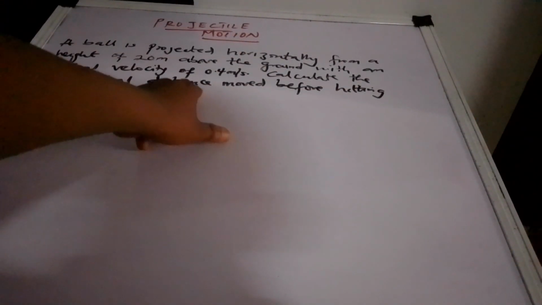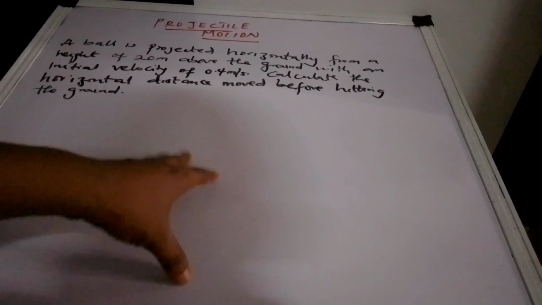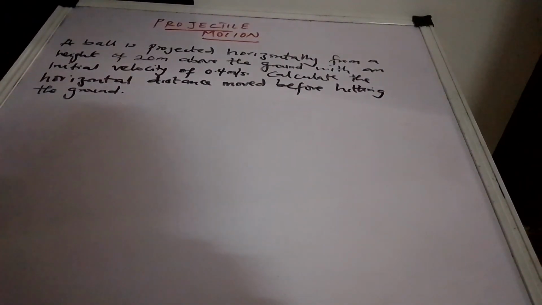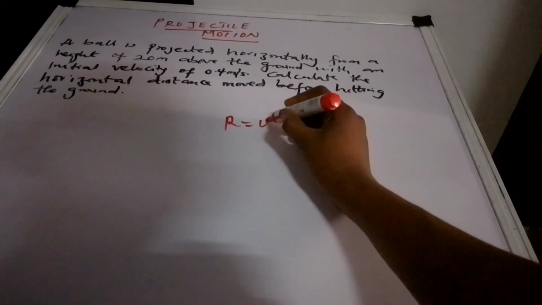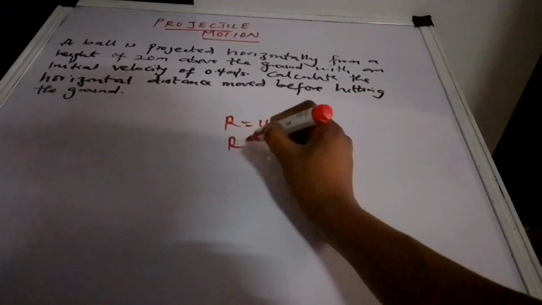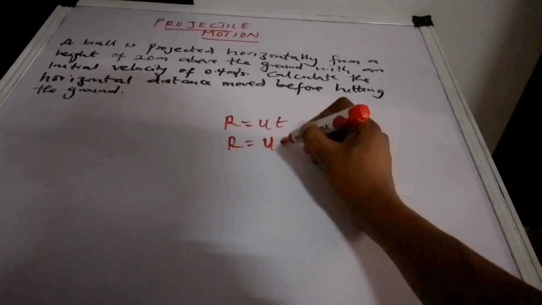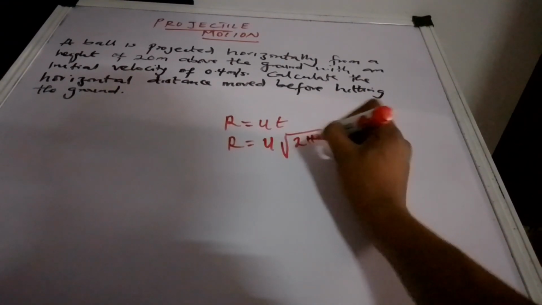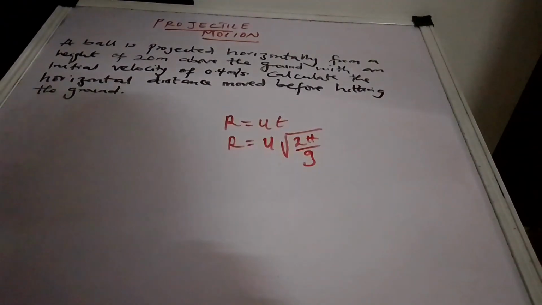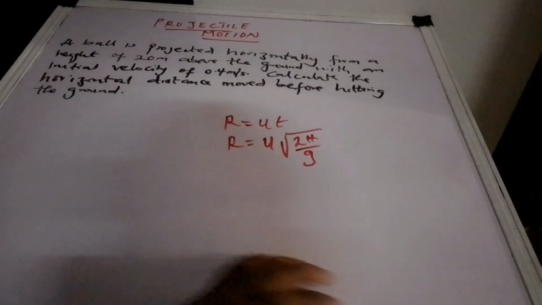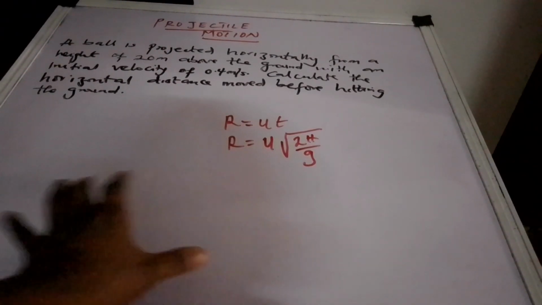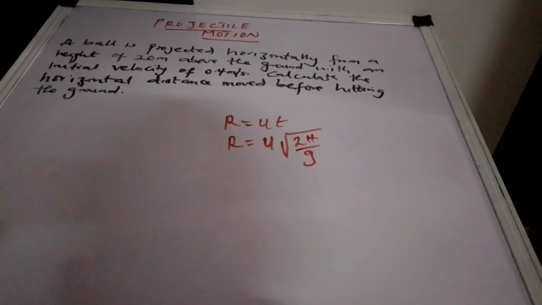The question asks to calculate the horizontal distance, so it is the horizontal component, and we remember that the formula is our range. Our range is ut, and our range is also u times the square root of 2h over g. Those are the two formulas we use to find our horizontal distance. So let's now pick the parameters. Remember, for horizontal distance, u is constant, so u is not 0 for horizontal movement.